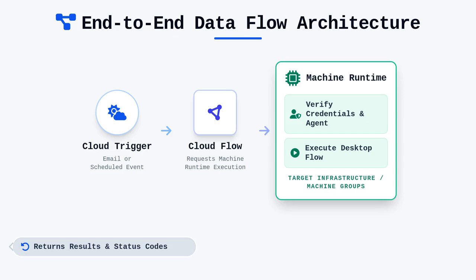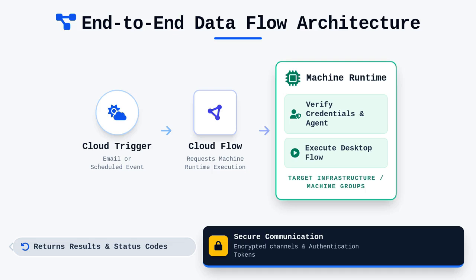This entire communication chain happens over encrypted channels, utilizing secure authentication tokens to verify the identity of both the cloud service and the local machine. It is a robust, asynchronous system designed to handle the complexities of local execution while maintaining the enterprise-grade management capabilities expected from a cloud-native platform like Power Automate.